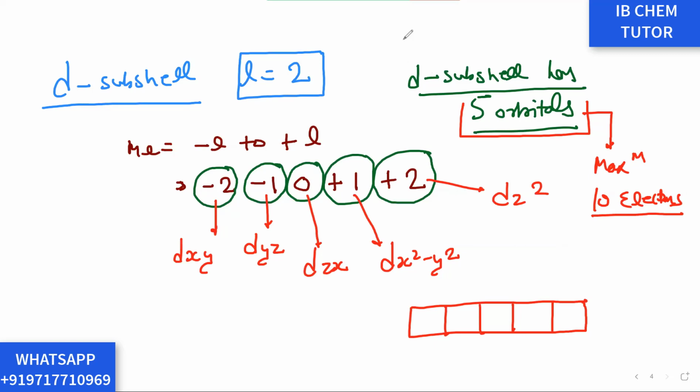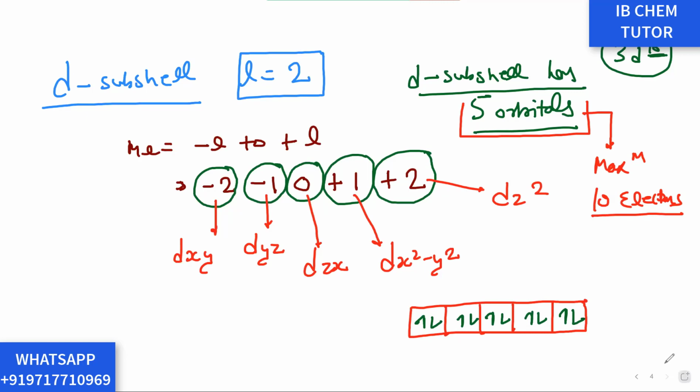Okay. So how will you fill the electrons? That's very easy. You will fill one by one. 1, 2, 3, 4, 5, 6, 7, 8, 9, and 10. Okay, so now you came to know that D subshell has 5 orbitals and it can have maximum of 10 electrons. That's why we write the configuration like 3D10, for example. This 10 stands for the maximum number of electrons that can be filled in the D subshell. Okay, right? So this is about D subshell.